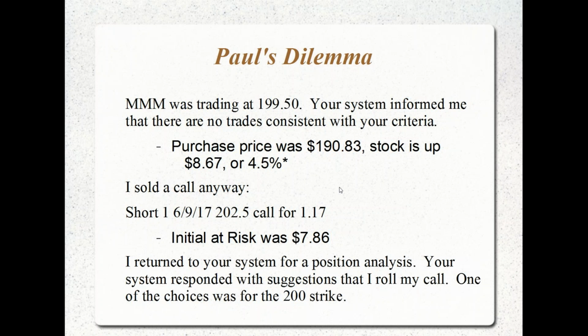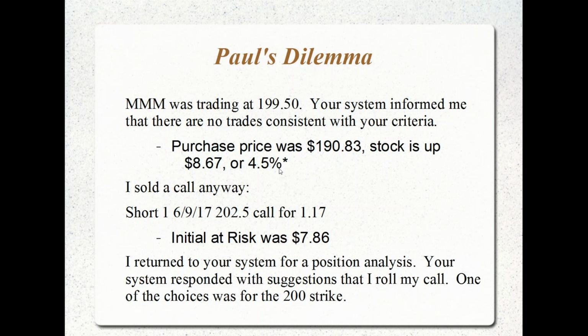Paul had, remember, purchased the stock at 190.83, and he owns a 195 put. As we saw, 3M moved up to about 199.50. And Paul says, your system informed me that there are no trades, meaning there were no income methods following the rules in the blueprint that were consistent with your criteria. Okay, well, the first aspect we have to look at is you paid 190.83 for the stock. The stock is up above your put strike price, but it's only up $867 at the time, or 4.5%.